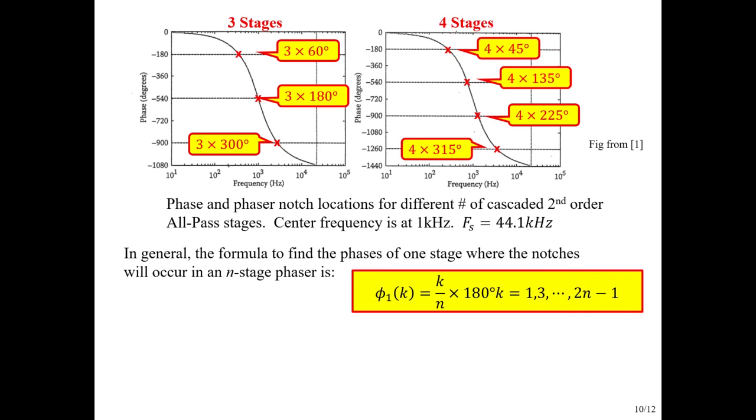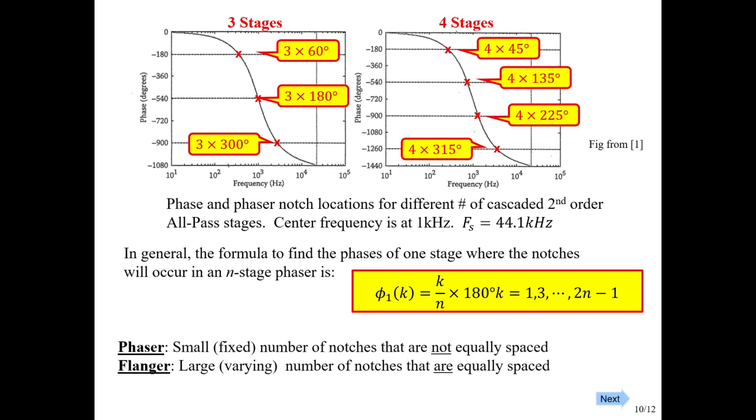So now you can deduce, for the number of stages that you have, how many notches. And for a second order section in each stage, you'll get a notch per stage.